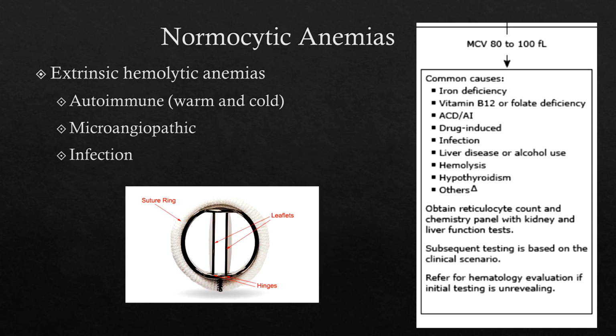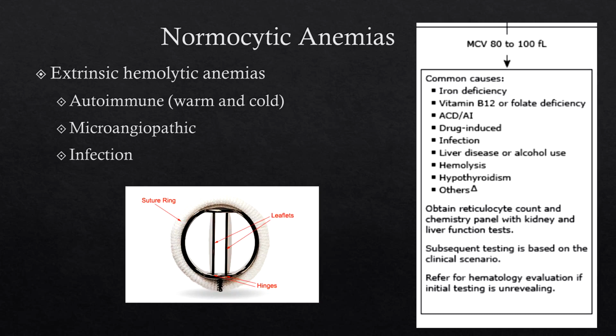HELLP syndrome, which is hemolysis, elevated liver enzymes, low platelets. And then HUS, or hemolytic uremic syndrome. Those are some of the big MAHAs. And as well as infection. Infection is another one, kind of like what we said with the thyroid. Infection can do whatever it wants, including hemolytic anemia.